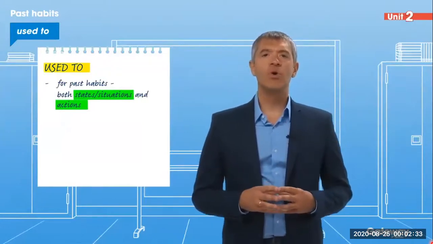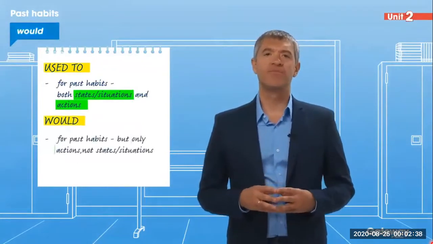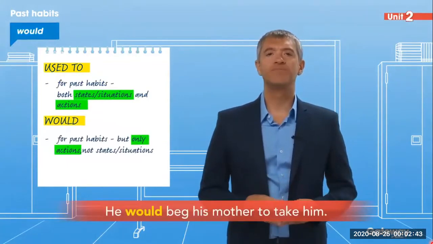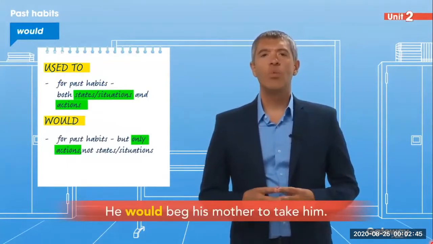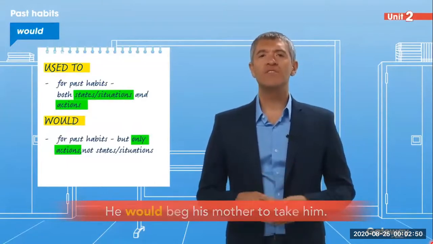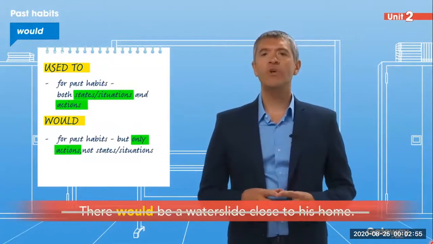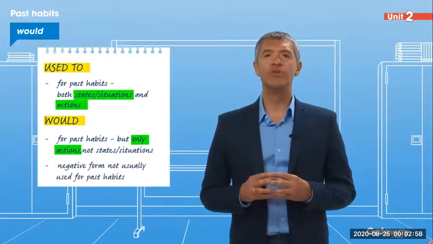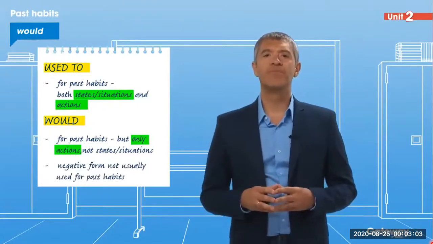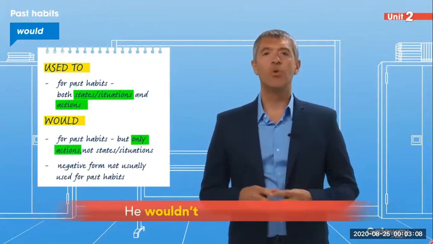Apart from used to, we can also use would for habitual actions in the past. So we can say, he would beg his mother to take him. However, we can't use would for states and situations. So we can't say there would be a water slide close to his home. And we don't usually use the negative form of would to talk about habitual actions in the past. So we say, he didn't used to go on water slides, not he wouldn't go on water slides.